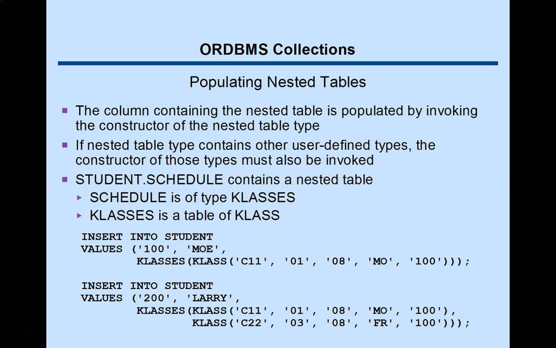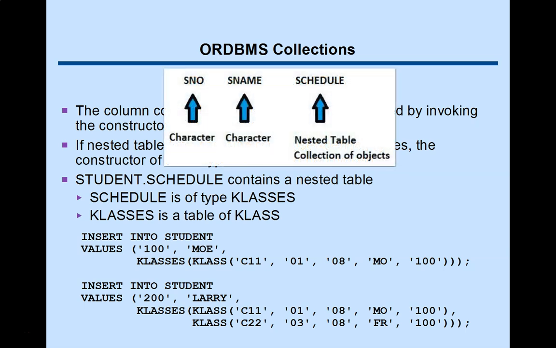Now that we've taken a look at how a nested table can be created within a relational table and examined some of the metadata, let's now consider how to populate that nested table. What we want to do is insert a row into the student table, and recall that the third column is our collection column. This is where the nested table resides.